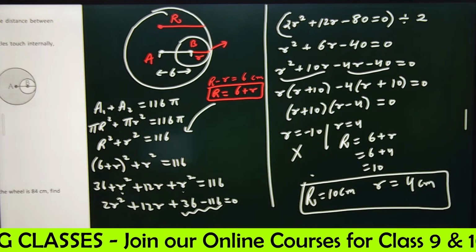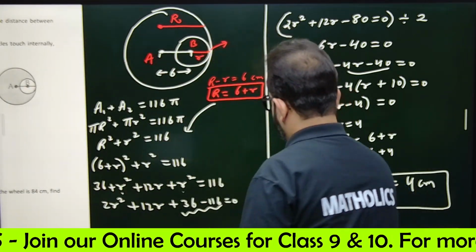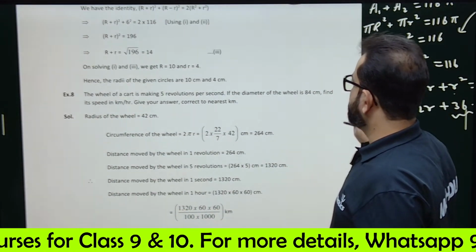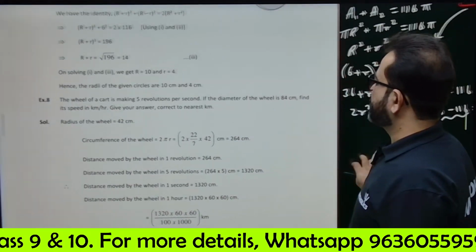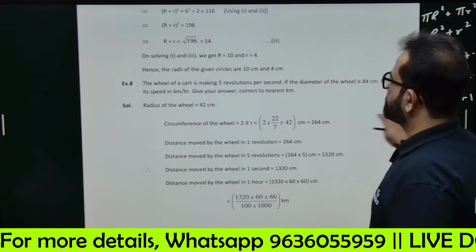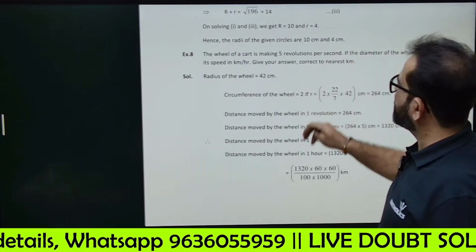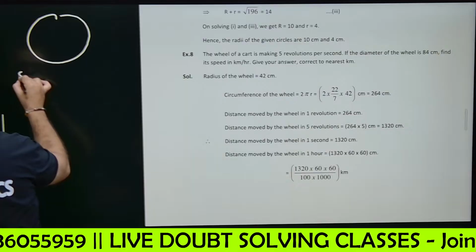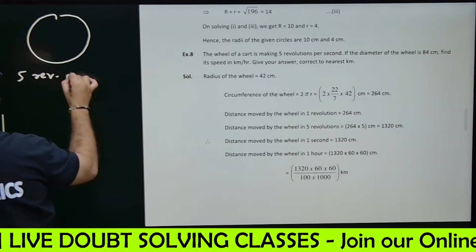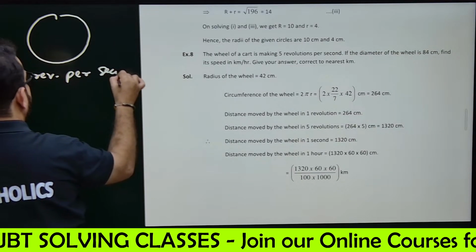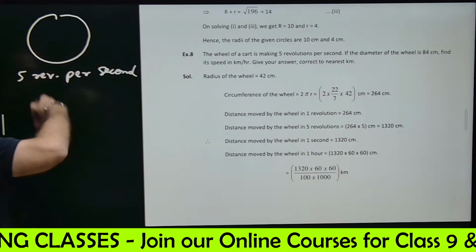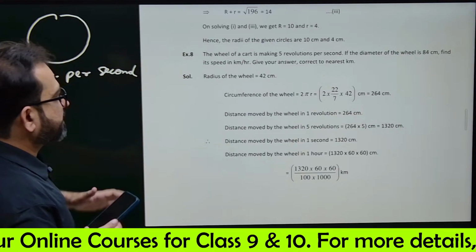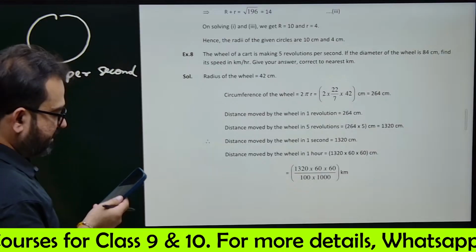I guess it's done now. Okay, let's remove this question. Everyone must have copied. The wheel of a cart is making 5 revolutions per second. See this orally. There is a wheel. It makes 5 revolutions per second. That would mean it is revolving 5 times in 1 second.